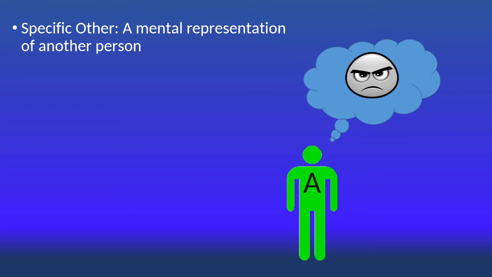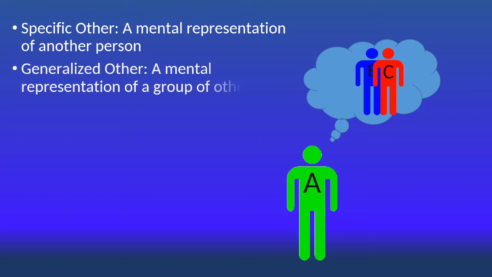Recall that Alex is in a social situation with two others, Bailey and Charlie. Not only can Alex form mental representations of Bailey and Charlie as individuals, they can form representations about what Bailey and Charlie are like as a group. This mental representation of a group of others is what Mead called the generalized other. Unlike a specific other, generalized others are a mental representation of what a common group member is like. For example, if you've ever worked in a supermarket, you probably have some idea about how other workers at your store would react to your behavior, even if you're not thinking of a specific person.